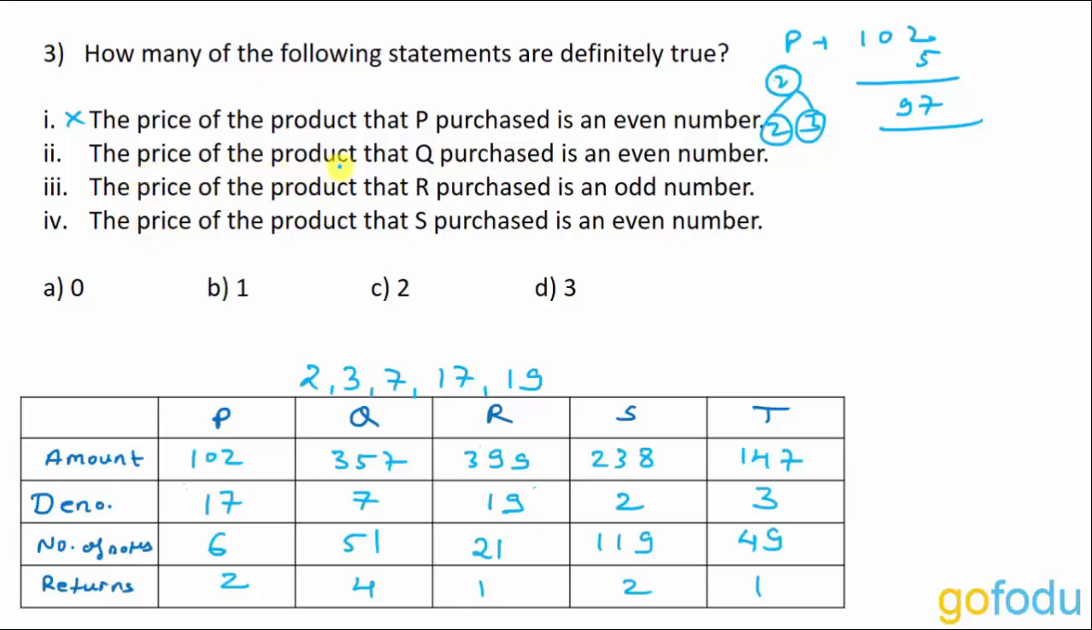Next statement, the price of the product that Q purchased is an even number. Now for Q, the amount that Q paid was 357 and the denomination that he paid was 7, right? And the number of notes that he got in return was 4. Now they are asking for an even number, so I have to make one combination which makes this odd.